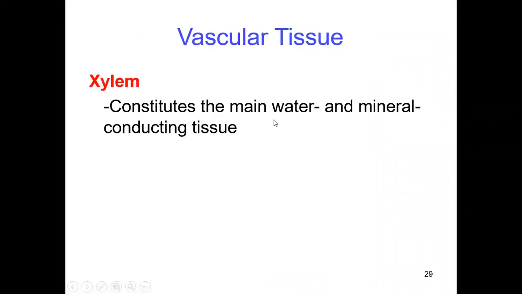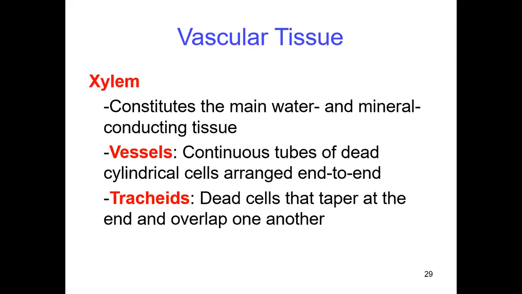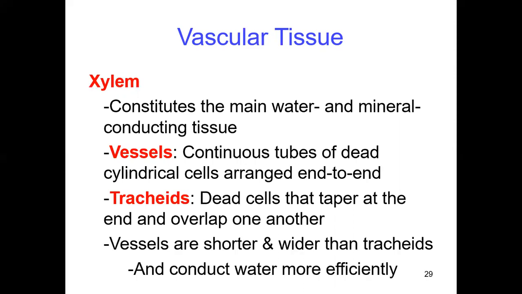So next, the point you want to study, the vascular tissue system here. The xylem's main function is water conduction as well as mineral conduction from root to apex here. So xylem consists of vessels, which are continuous dead cylindrical cells arranged end to end. Next are the tracheids. They are also dead cells, tapering at the ends, overlapping one another. Vessels are shorter and wider than the tracheids.